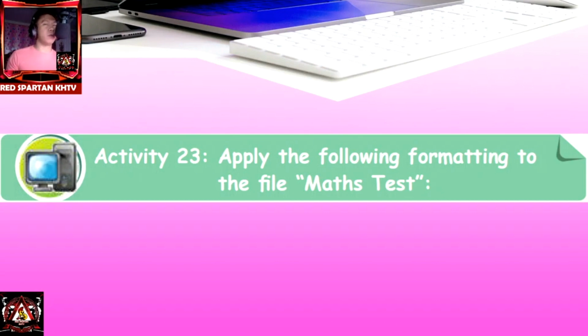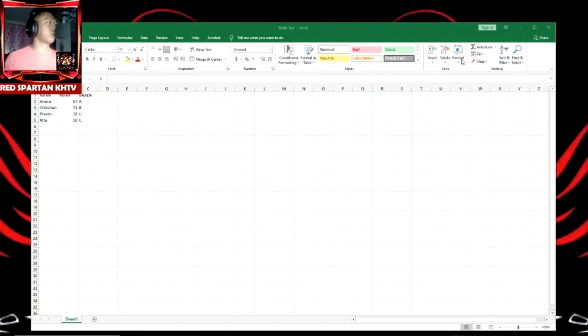So on our activity 23, we have to apply the following formatting to the file math test. So we're going to format or change some of the words or letters or style that we need to change in the Excel file named math test. How are you going to do that? I'll show it to you. So here we already have the file open.